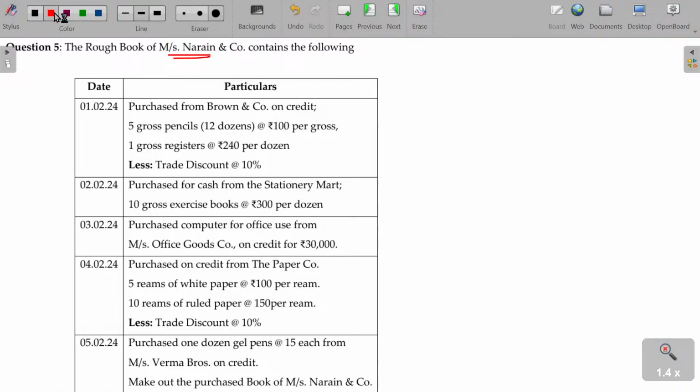Now, all these things are purchases, so I'm going to prepare the purchases book. This is called the purchases book. The first purchase happens on 1/2/24. Purchased from Brown and Co. on credit. If it is a credit transaction, it will be posted in the purchases book. If it is a cash transaction, we'll go to the cash book. And as I am purchasing on credit, the party's name is very important, so I am going to consider the party's name here. So Brown and Co.